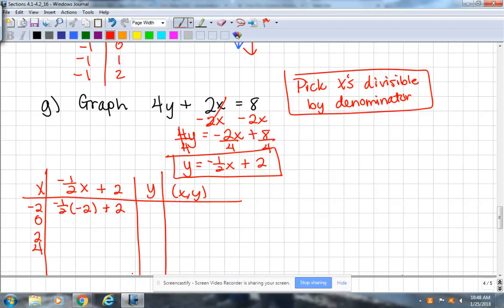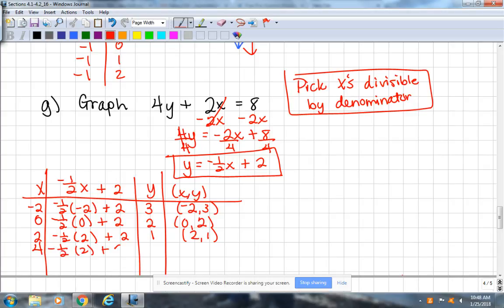So first I plugged in negative 2. Negative half times negative 2 is positive 1. 1 plus 2 equals 3. And then I do 0, and it's simple. 0 plus 2 equals 2. And I do negative 1/2 times 2 plus 2, which is negative 1 plus 2, which is 1. Oh, that's supposed to be a 4. Sorry. Negative half of 4 is negative 2 plus 2 is 0.